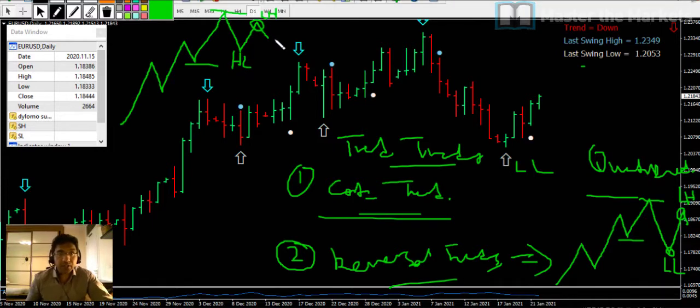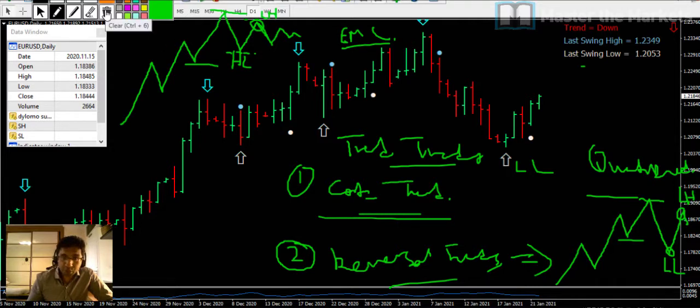That's your first single market compression. And then if it doesn't take out the high or the low again, and it gets compressed within that range, then we call it an extended market compression. So these are the two types of market compressions that you can have: your single market compression and your extended market compression.